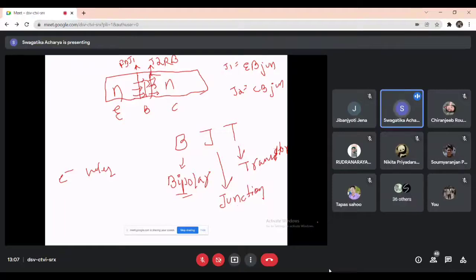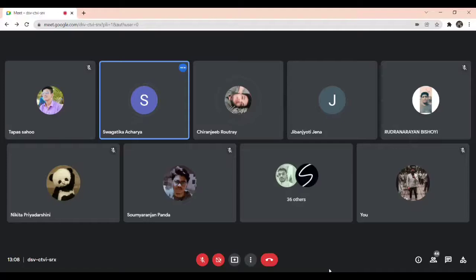Now, why junction? There are two junctions: the emitter base junction and the base collector junction. That's why the term junction is here. Why the name transistor? Transistor is nothing but, you can say, trans plus istor. Yes or no?